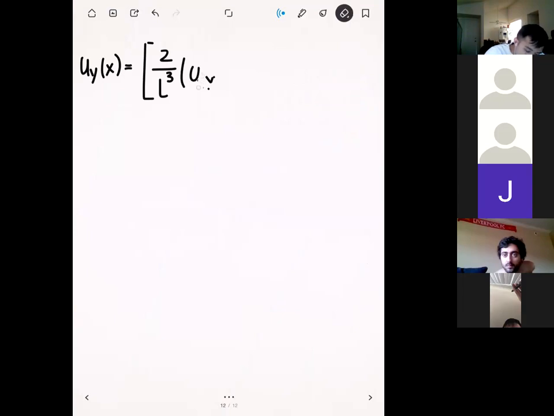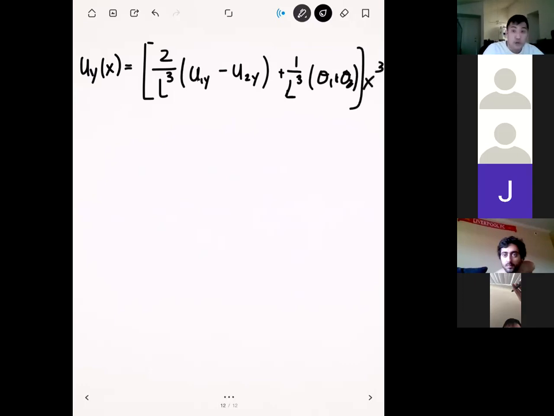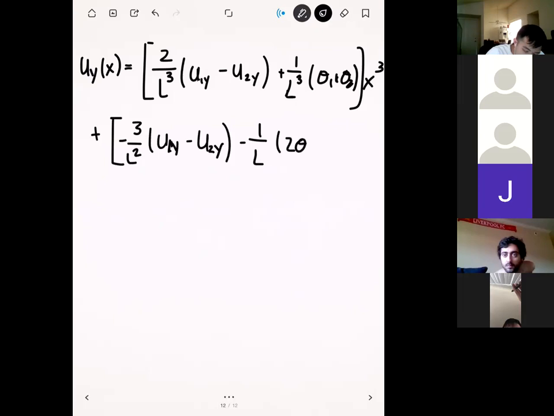First we have a term 2 over L cubed multiplied by the quantity u1y minus u2y, plus 1 over L cubed multiplied by θ1 plus θ2, and this is multiplied by x cubed. That's our cubic term right there. Plus minus 3 over L squared times u1y minus u2y, minus 1 over L times 2θ1 plus θ2. This is our quadratic term, so all that's going to be multiplied by x squared, plus θ1 x plus u1y.